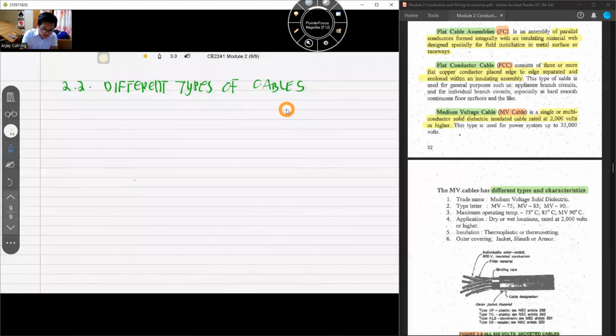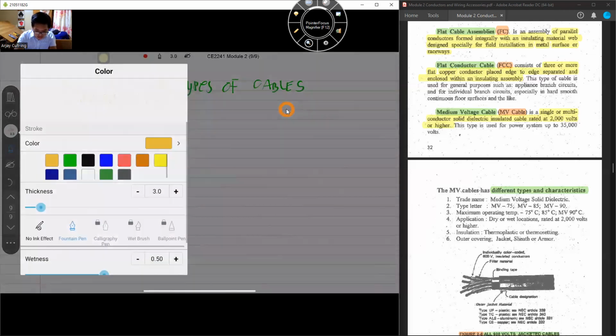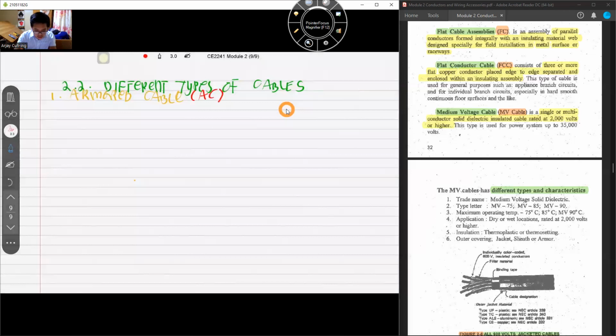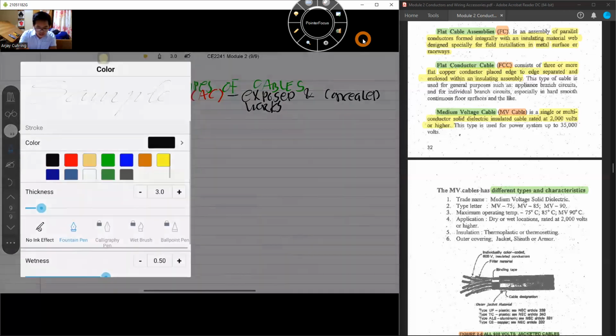Meron tayong tinatawag natin armored cable. Okay. So, i-read ko na lang class. So, ang shortcut natin sa kanya class, easy. Okay. Tapos, ang ilalagay ko lang dito class is kung saan siya ginagamit, no? So, it is used class in exposed and concealed works. So, general siya. Basta exposed and concealed works.